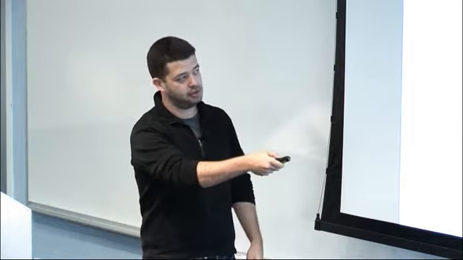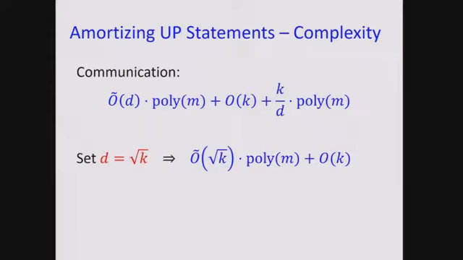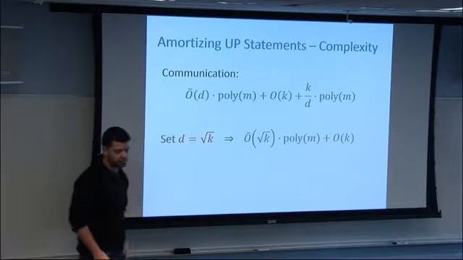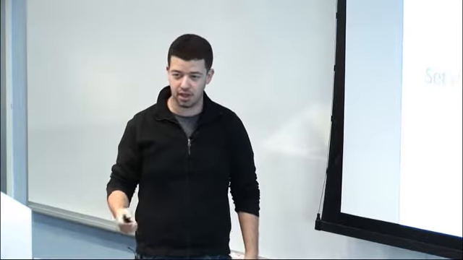If you play with it, you can set D to be square root of K, and instead of the trivial K times M, you get square root of K times poly M, which is already something highly non-trivial. Okay?